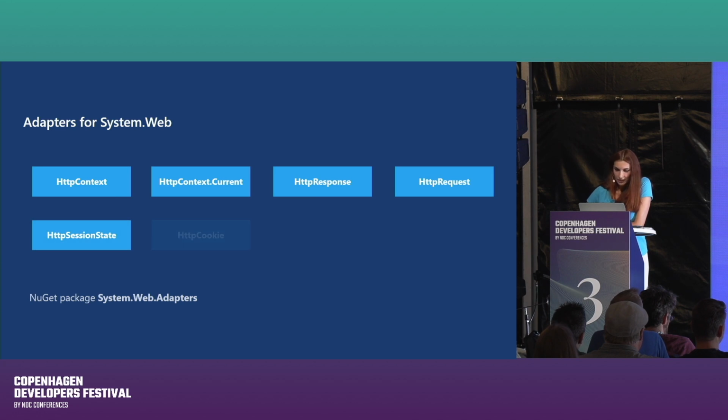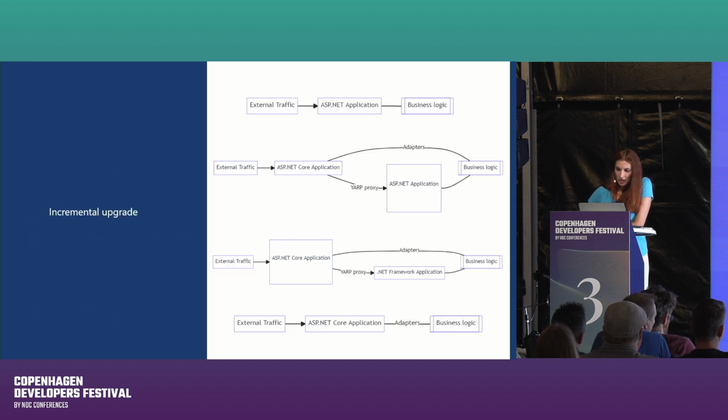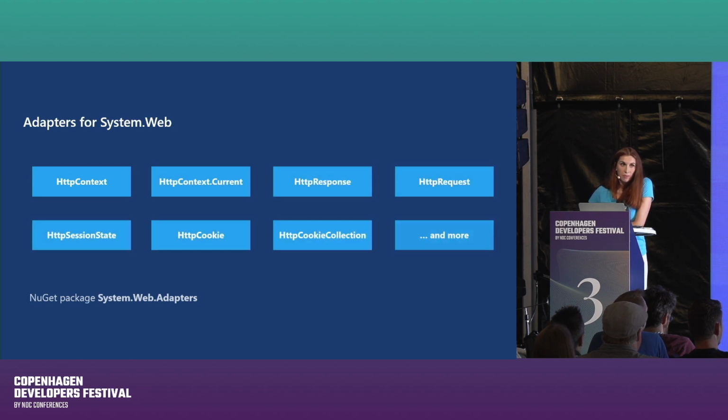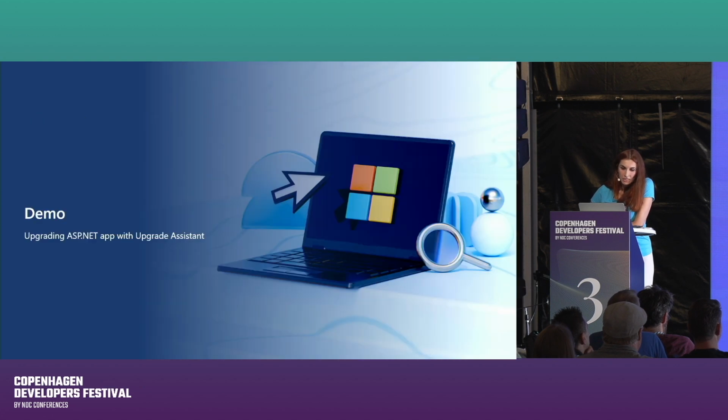And another thing on this picture was adapters. Probably my business logic is using System.Web. System.Web does not exist in the .NET Core family. So for that, we created System.Web adapters, and they cover HttpContext and everything that is on the screen. It's available as a NuGet package. If you're using Upgrade Assistant, it will automatically use those adapters, so you don't need to worry about it. Everything will be done automatically for you.